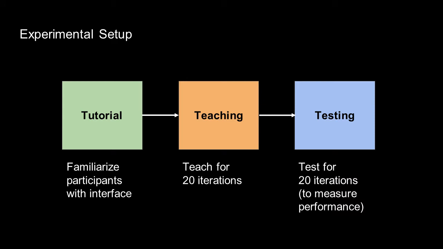For our experiments, participants first performed a brief tutorial to familiarize themselves with the teaching interface. Then they were shown a sequence of teaching images, and for each image they were asked which category it belonged to. Feedback was given in the form of the correct class label along with a visual explanation. After teaching, they were evaluated on a held-out test set.